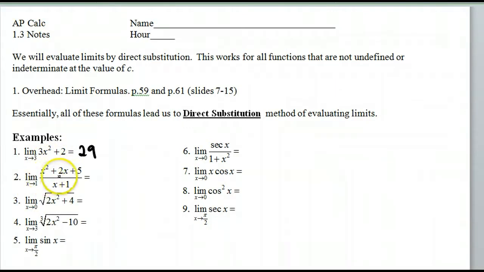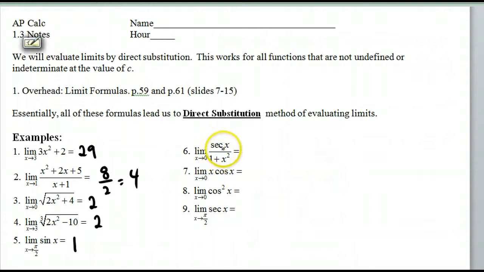Try this next one. If I plug in 1 plus 2 plus 5, I'm going to get an 8. And then on the bottom, I'm going to get 2. So this limit would be overall 4. Why don't you try the rest of these by direct substitution and see what they yield, and then I'll put up the results. So I've done a few of them here, and you can double check your work on those.